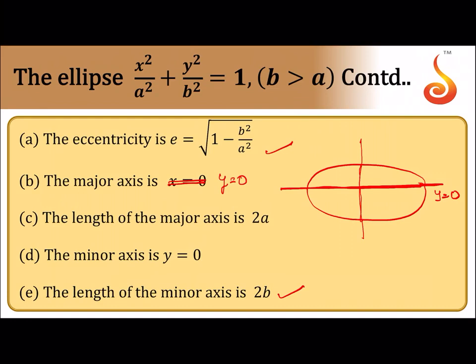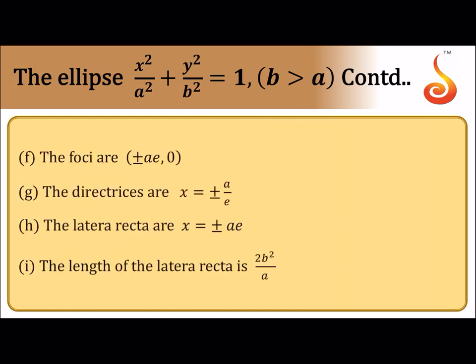So length of minor axis is equal to 2b. So this is the major axis and this is the minor axis. Any point on this will be y is equal to 0. Next one, same thing. A comma 0, already we discussed. Directrix is A by E, we discussed. Latus rectum equation is x is equal to AE. That also we discussed. And length of latus rectum will be 2b square by A.